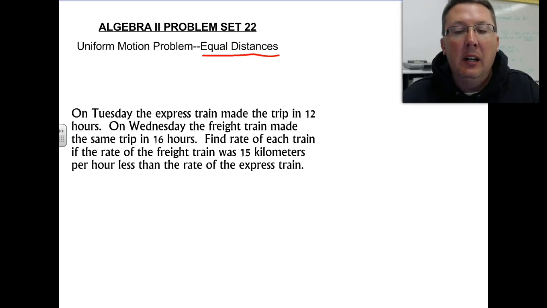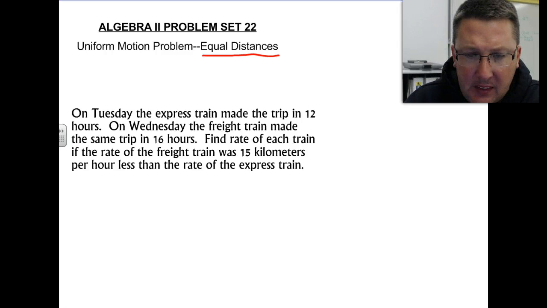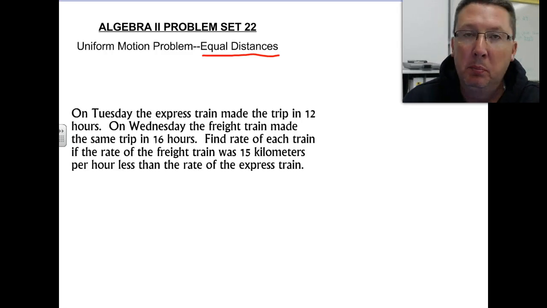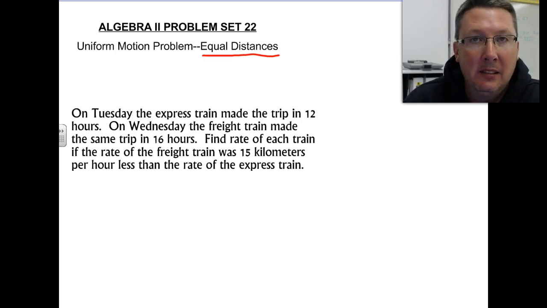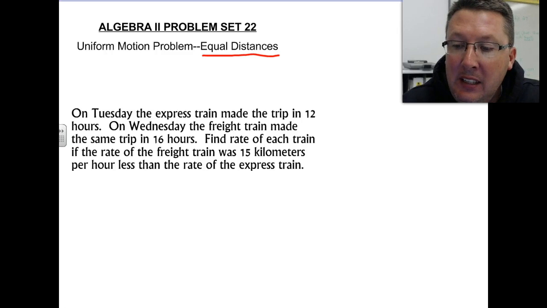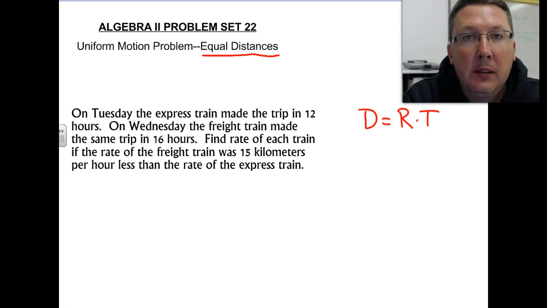Okay, so the first problem here is we're going to talk about these distance problems. Your book refers to them as uniform motion. I will probably call them distance problems. Now, the thing you need to remember about distance, this is something you should have talked about in physical science or maybe in a previous math class, is this idea that distance is equal to rate times time. That should be something familiar to you. Distance is rate times time.